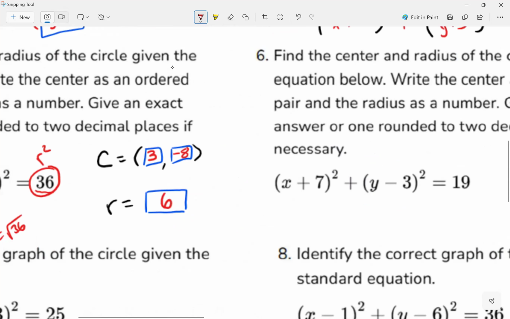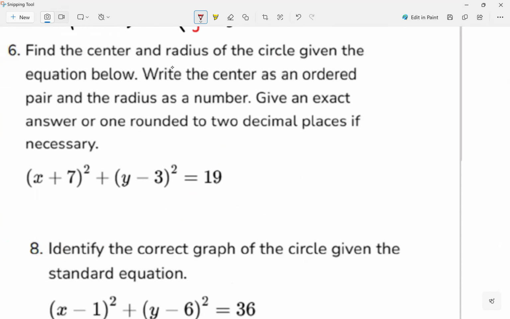Take a look at our question number 6. Find the center and the radius of the circle given the equation below. Write the center as an ordered pair and the radius as a number. Give an exact answer or one rounded to 2 decimal places if necessary. Okay, so my center. Again, you guys have to fill in spaces, but I'm just going to write it out. My x value, I see x plus 7. So my x value is -7. Remember, opposite sign. For my y value, I see y minus 3. So my y value is +3.